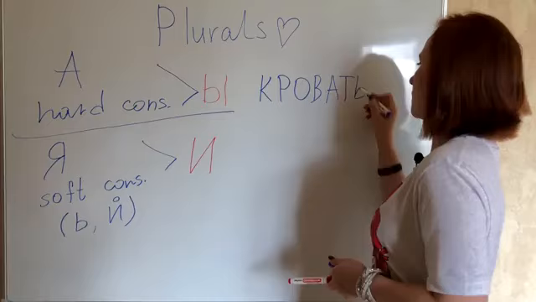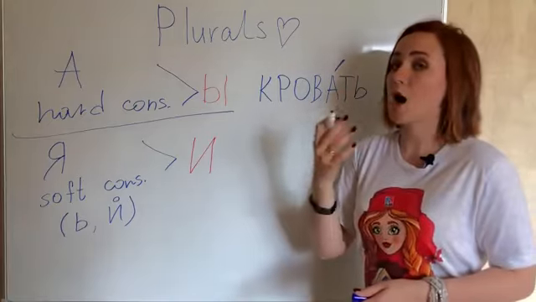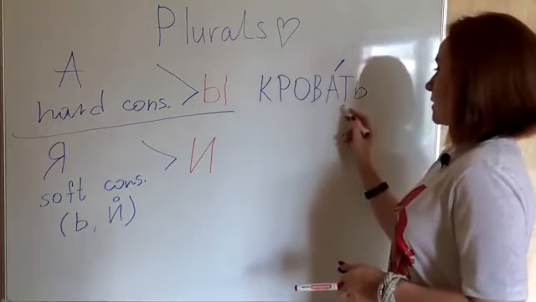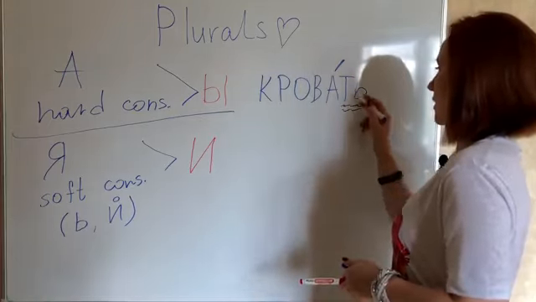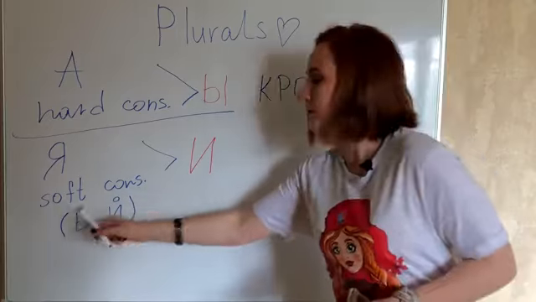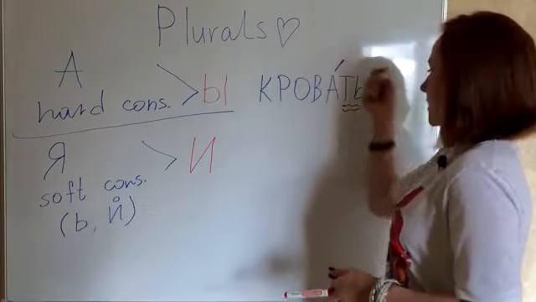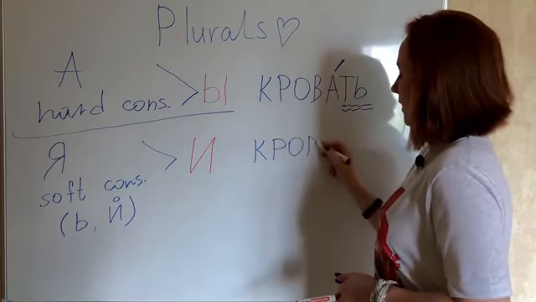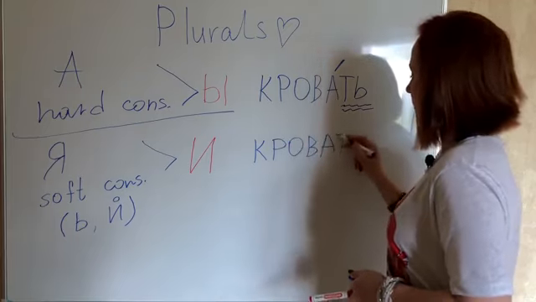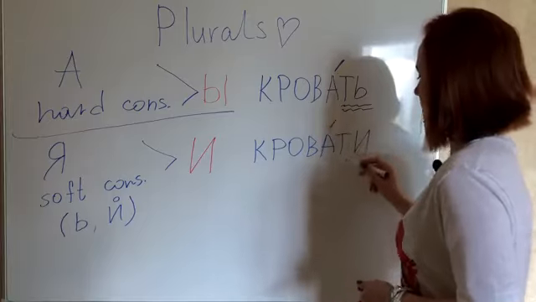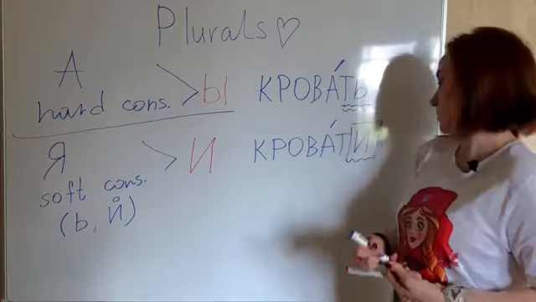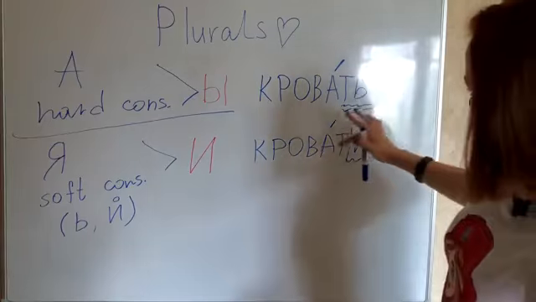Кровать. Again, кровать. Кровать is bed. And here, you see what we're having? We are having this situation. So we replace the soft sign with E, and we get кровати. Кровати. You see? I hope you see it.